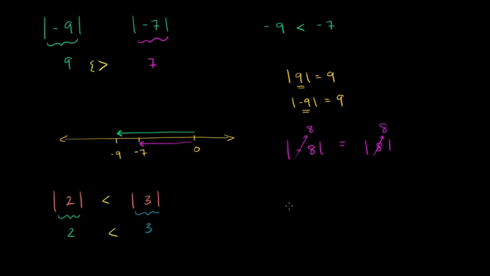Let's say I wanted to compare the absolute value of negative 1 to positive 2. So the absolute value of negative 1 is just the positive version of negative 1, which is just 1. So 1 is clearly less than 2, or the other way to think about it, the absolute value of negative 1 is clearly less than 2.